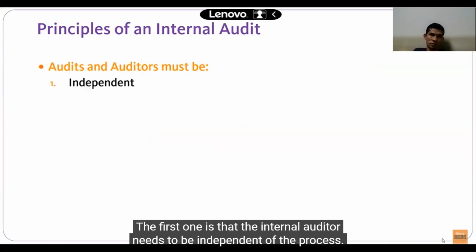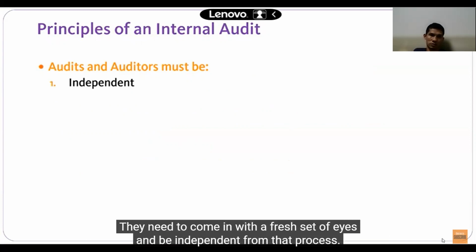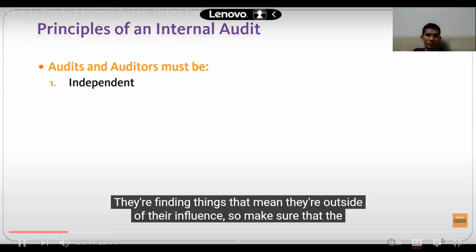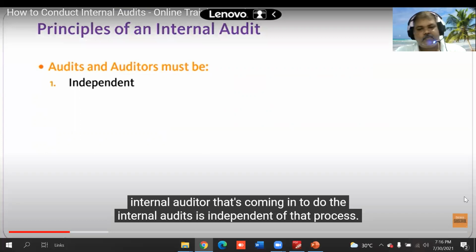The first one is that the internal auditor needs to be independent of the process. So they need to come in with a fresh set of eyes and be independent from that process. So they're finding things that are outside of their influence. Make sure that the internal auditor coming in to do the internal audits is independent of that process.